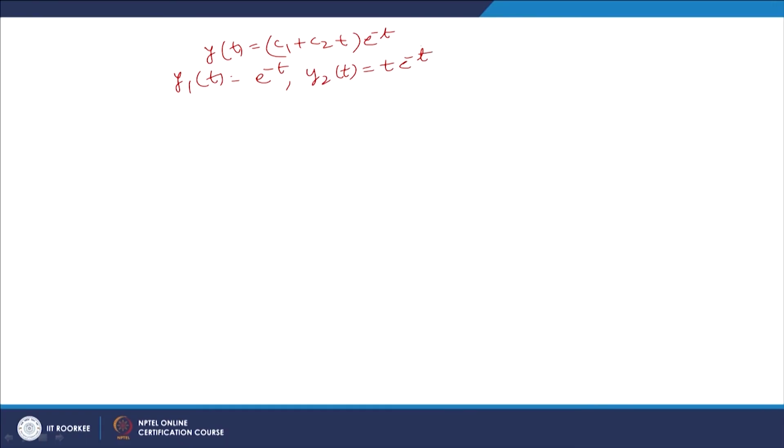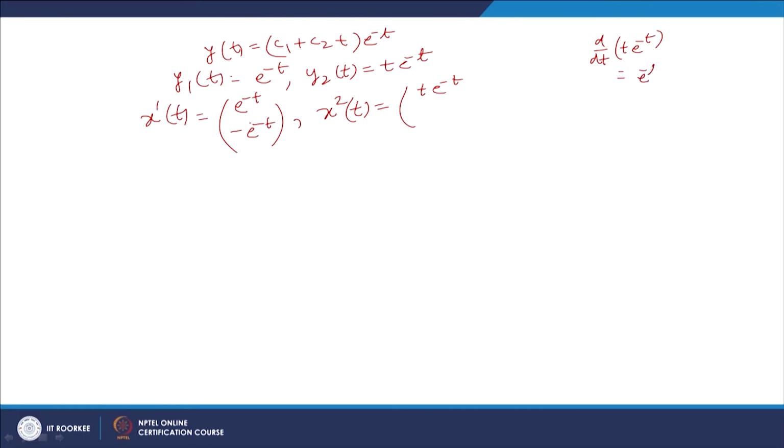Okay. Now, we can get two solutions, x1(t) equal to e to the power minus t times (1, minus 1), and x2(t) equal to t e to the power minus t. Then we differentiate: d over dt of t e to the power minus t, the derivative of t is 1.